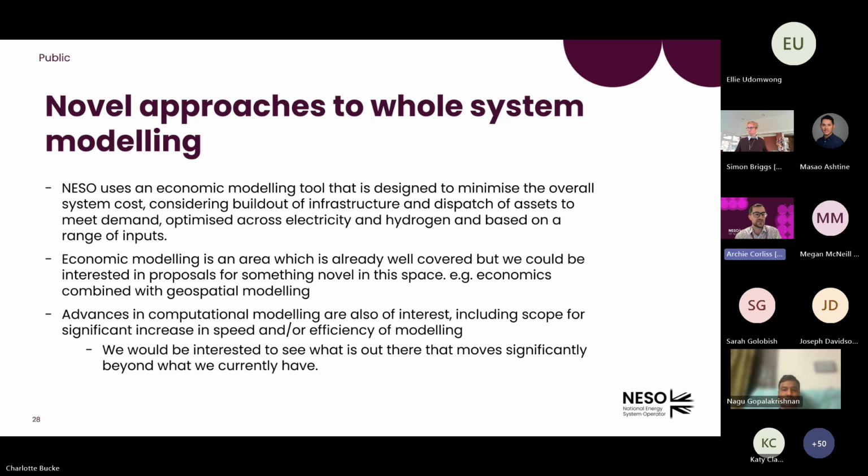So there are always balances there, and anything that would allow us to evaluate a greater range of options within a given modelling run is always going to be interesting. And then there are also things like how you might bring together different elements of modelling that we're perhaps doing separately at this stage, in terms of economic modelling and geospatial modelling, and how these things could be brought together. But definitely want to highlight that it's obviously not an exhaustive list.